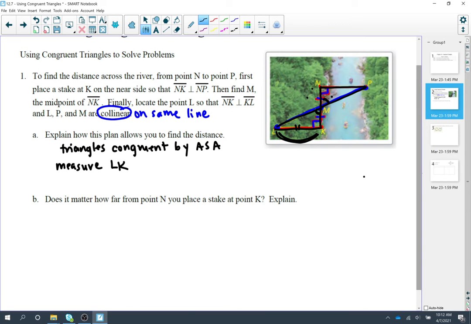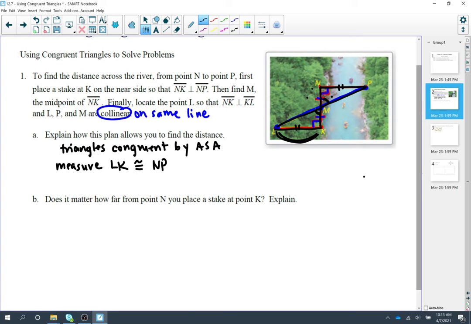And then that is going to be congruent, because I have congruent triangles, to the distance across the river, which would be NP. So you don't have to get into the water or do anything funny or send anybody across the river to actually do it. You can just measure the distance on land.